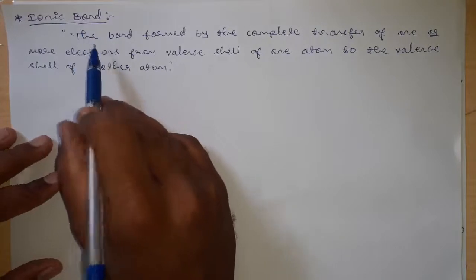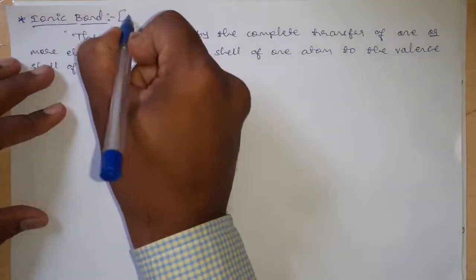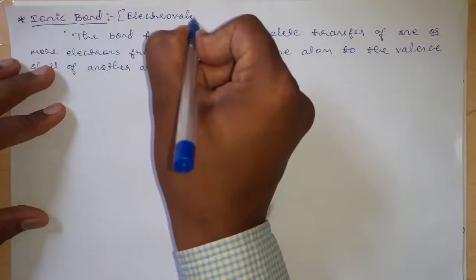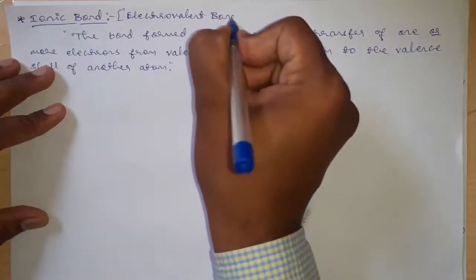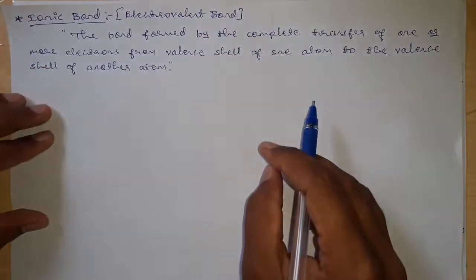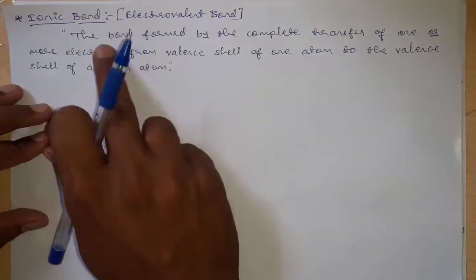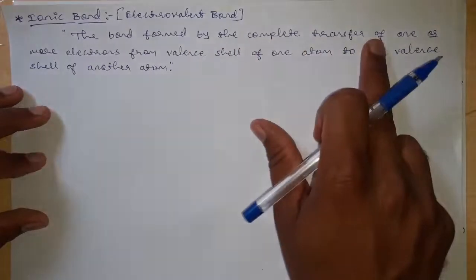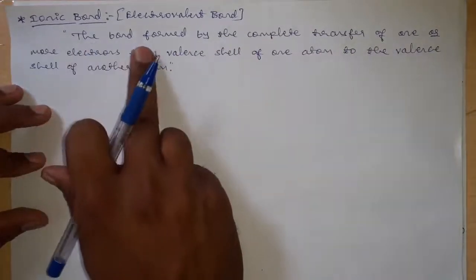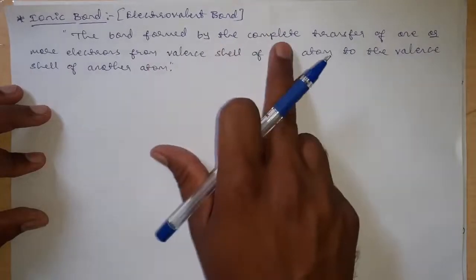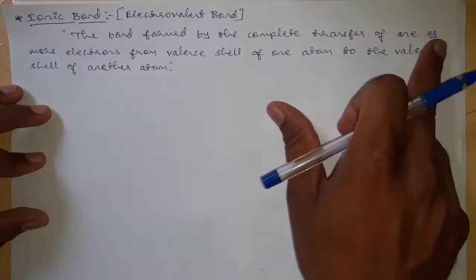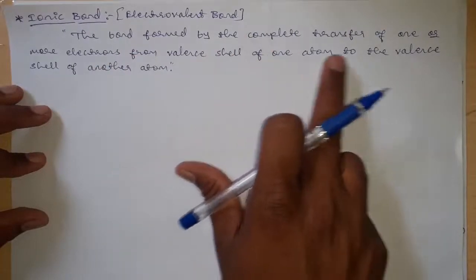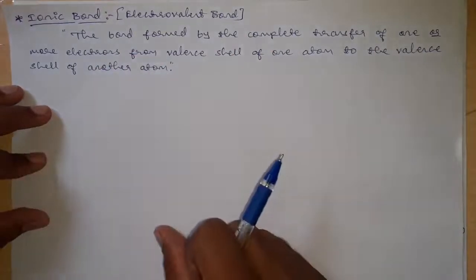This ionic bond is also called an electrovalent bond, and it can be defined as the bond formed by the complete transfer of one or more electrons from the valence shell of one atom to the valence shell of another atom.